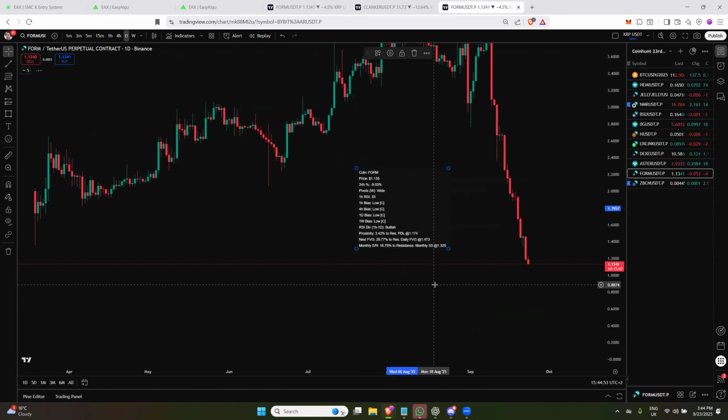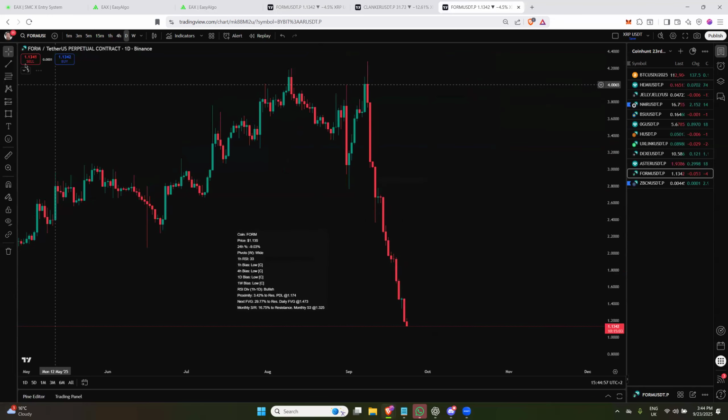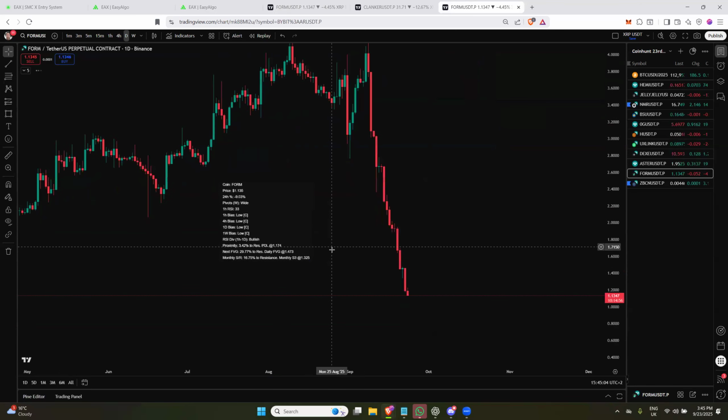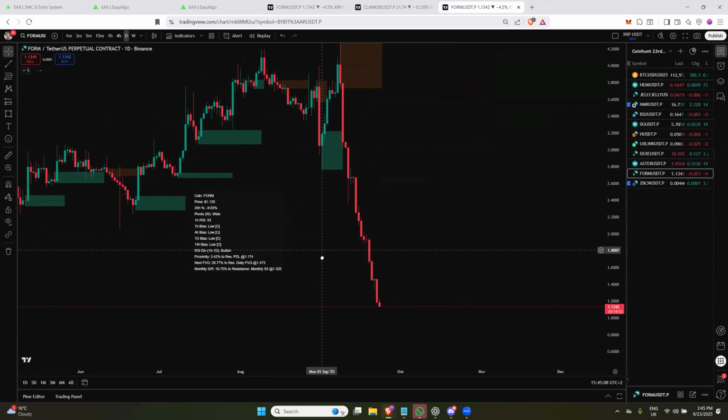So it's showing bullish on the higher time frame. Monthly resistance 3. The indicators are still loading, so it's not showing it at the moment. RSI 33, but monthly resistance 3, which means the weekly is going to be lower than your monthlies.